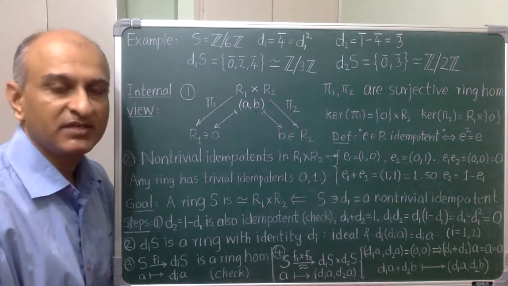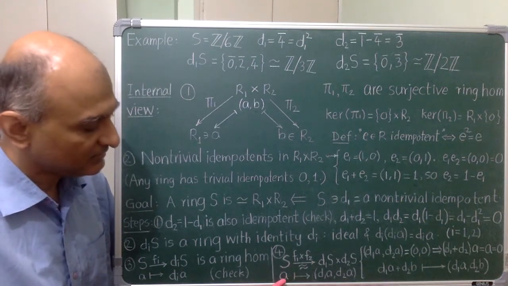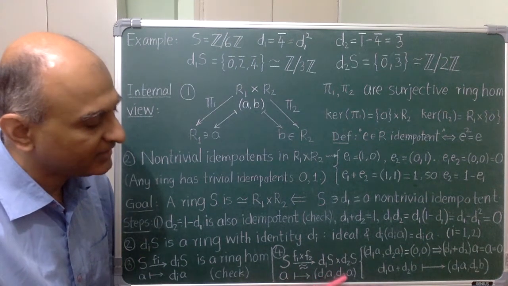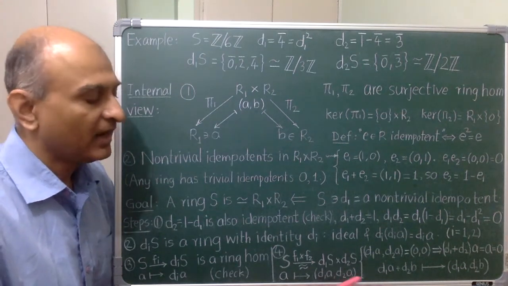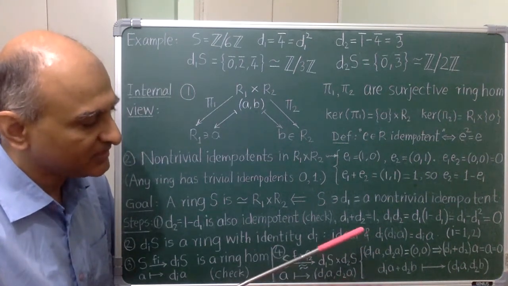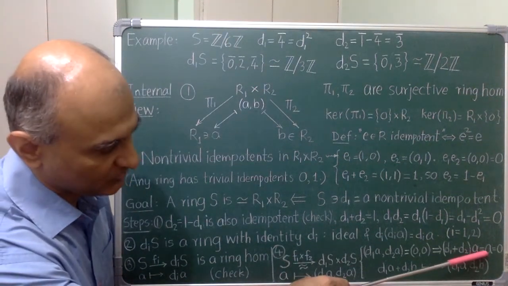To check injectivity, let us see the kernel. If A is in the kernel, that means that D1A and D2A are both 0. So their sum is 0. And now I remember that D1 plus D2 is 1 to conclude that A itself must be 0.